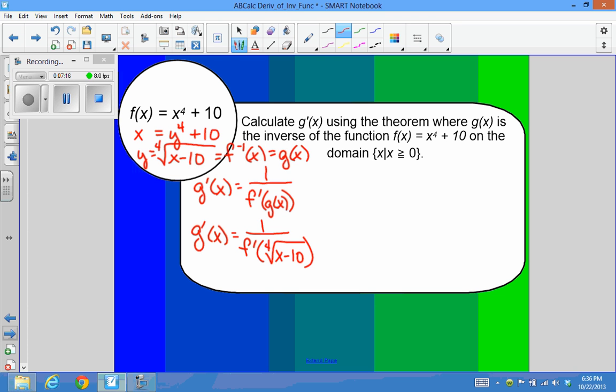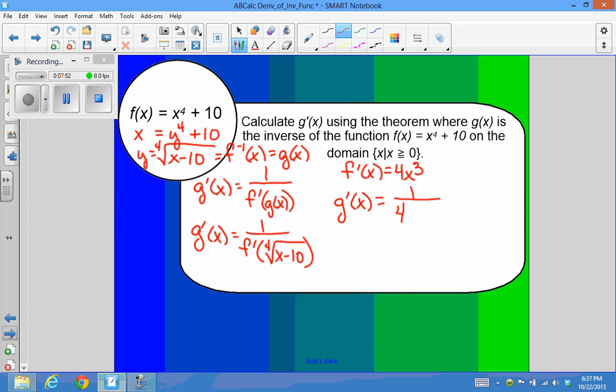Okay, but now I've got to know f prime, don't I? So I go back to my function. Look at your f of x equals x to the fourth plus 10, and you know that f prime of x equals 4x cubed. So therefore, when I plug this in, I have g prime of x equals 1 over 4, and instead of my x, this is f prime at x to the fourth minus 10.